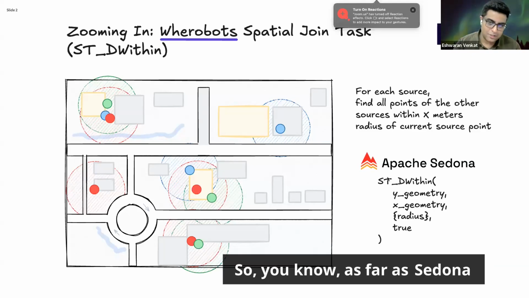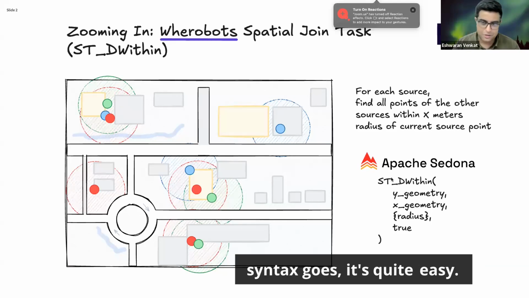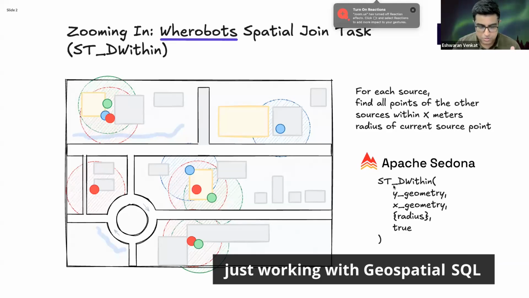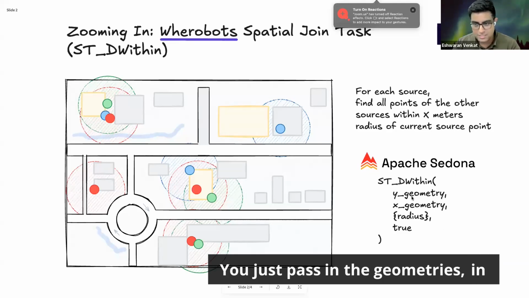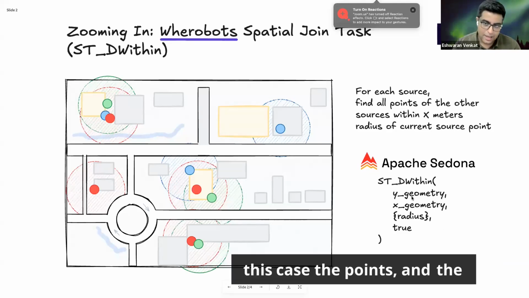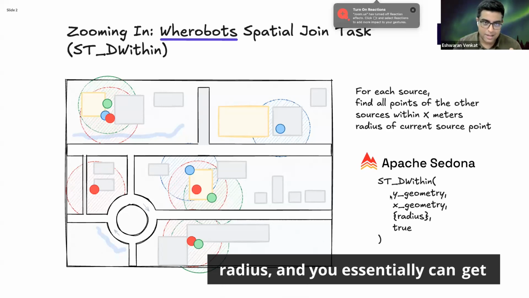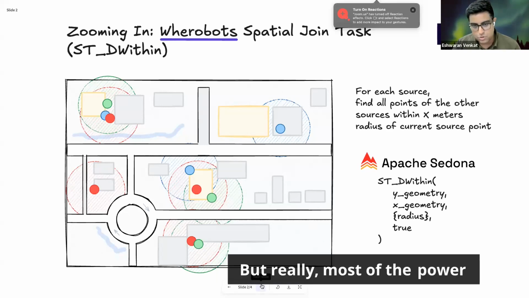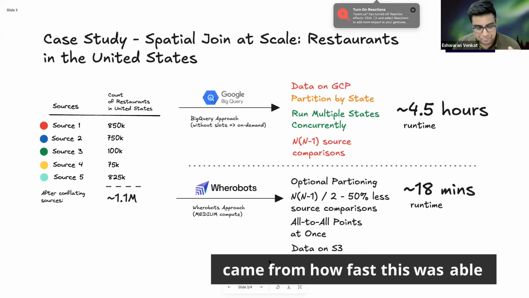As Sedona syntax goes, it's quite easy. If you probably come from something like PostGIS or just working with geospatial SQL, this is going to look very familiar. You just pass in the geometries, in this case the points and the radius, and you can get to work. So it was definitely quite powerful. But really, most of the power came from how fast this was able to run, right?